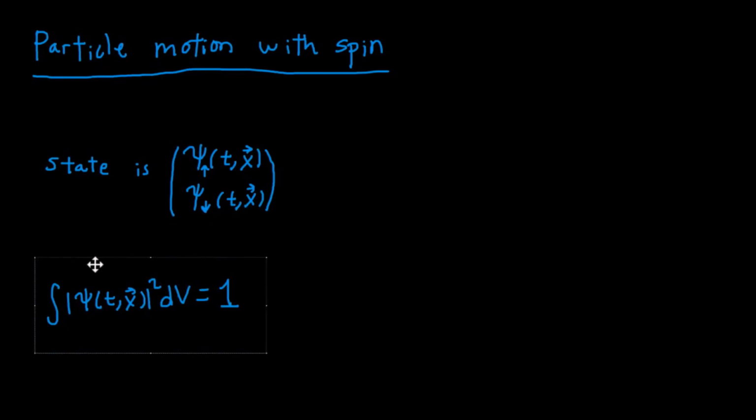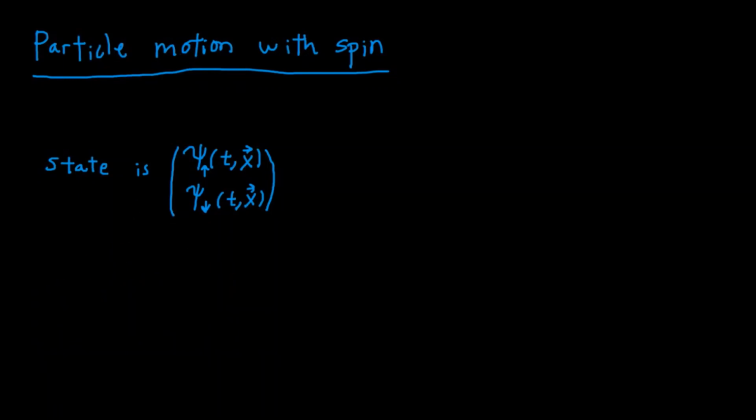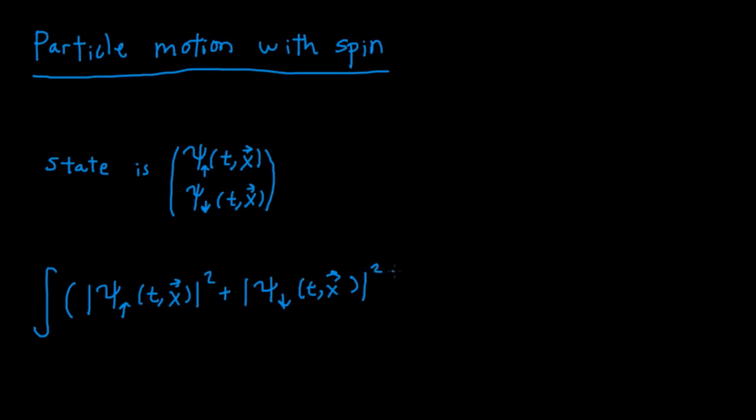So what is the normalization condition here? Here, the normalization condition is just that if you integrate the absolute value of the spin up function squared plus the absolute value of the spin down function squared over all of space, right?